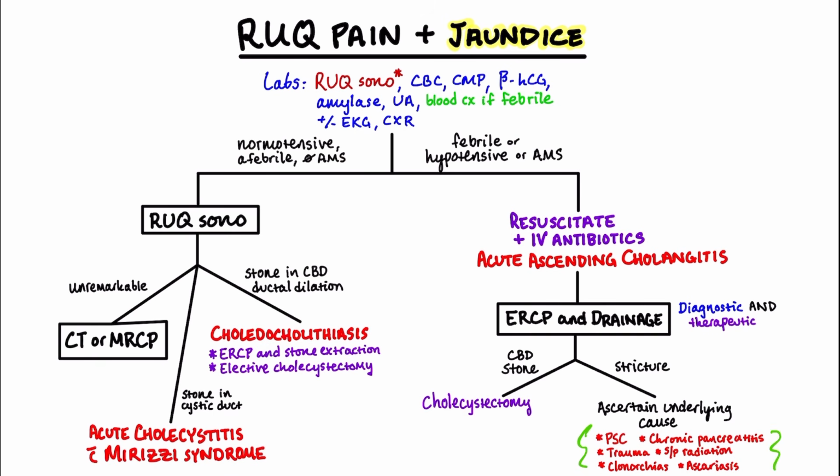Now, if you have a patient who's stable, get the right upper quadrant ultrasound. If it's unremarkable, but you still suspect a biliary etiology, get CT or MRCP. If you do see a stone in the common bile duct, then you're dealing with choledocholithiasis. You go in and extract the stone with ERCP and then do cholecystectomy. And if there's a stone in the cystic duct, then what you have here is acute cholecystitis with Mirizzi syndrome, where you have that impingement upon the common hepatic duct.